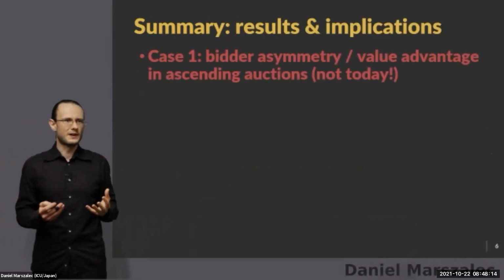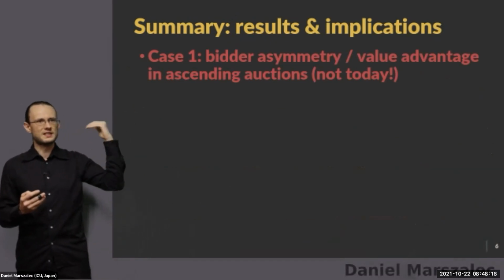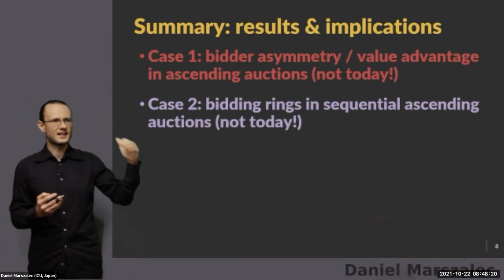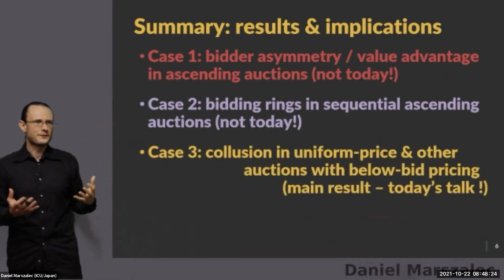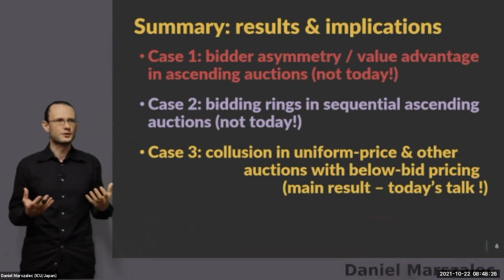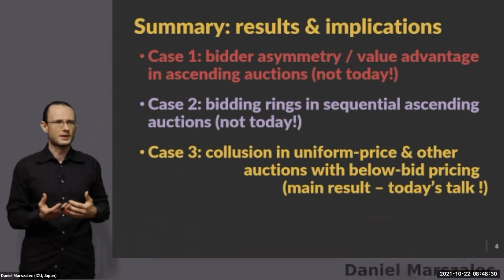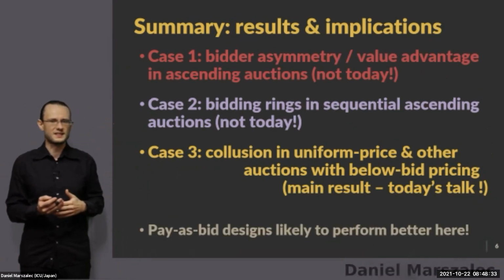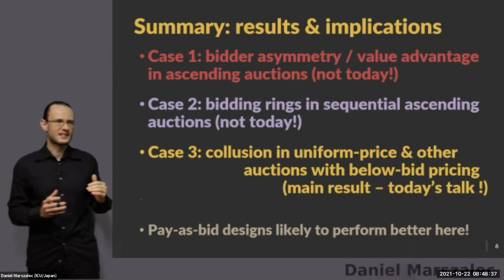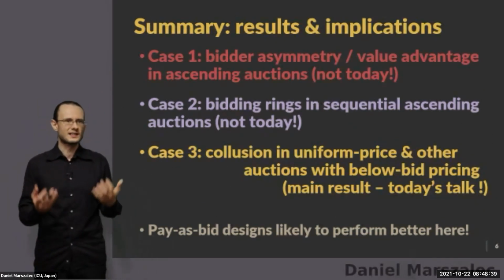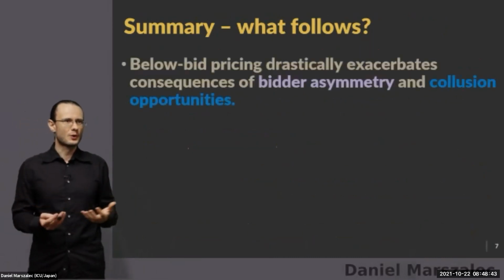So what do we find? In our paper, we cover three cases. The first case looks at bidder asymmetry and value advantage. The second case looks at bidding rings and sequential ascending auctions. But what we focus on today, and what is the main contribution of the paper, is case 3, which looks at collusion in uniform price and other auctions with below bid pricing. What all of these three cases have in common is that a simpler pay as bid design would likely have performed better.